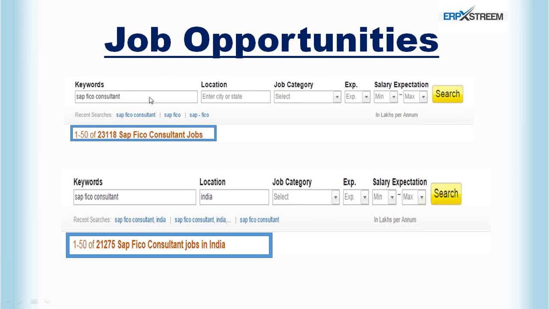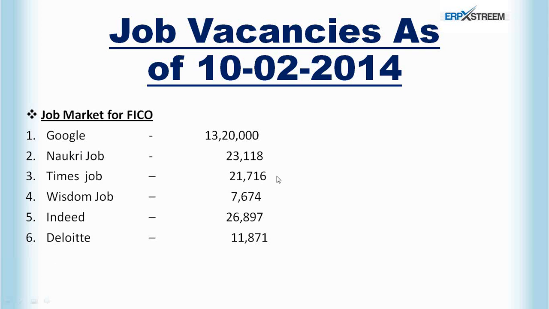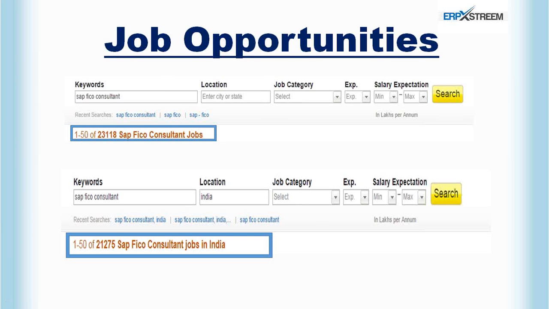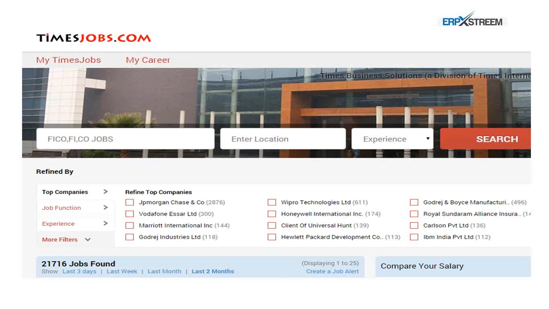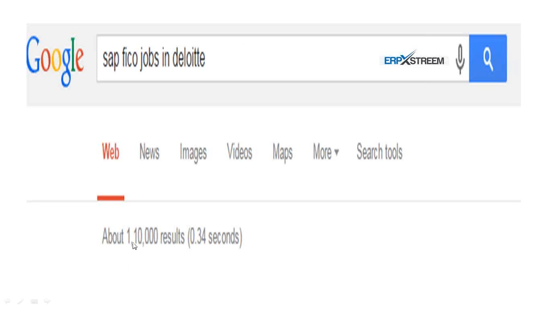This is from the Naukri portal, SAP FI consultant jobs, 23,118. Again, consultant jobs in FI, 21,275. Another portal shows 21,716. So the same figures are given here. These are the job market openings. So don't worry about jobs. There are plenty of jobs for the right person, not for each and every random person. If you are good in the systems, you are part of this world of jobs. If you are not good, you will not do well even at home. Likewise, Wisdom Jobs. Even Deloitte has 1,10,000 jobs. All this is from Google; you can go and find the number of jobs available.